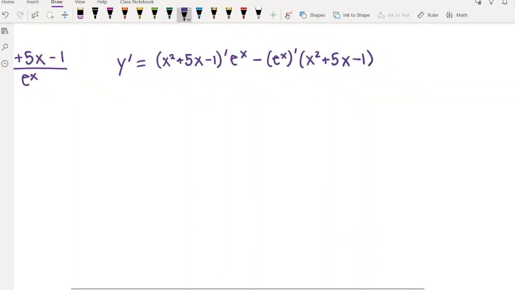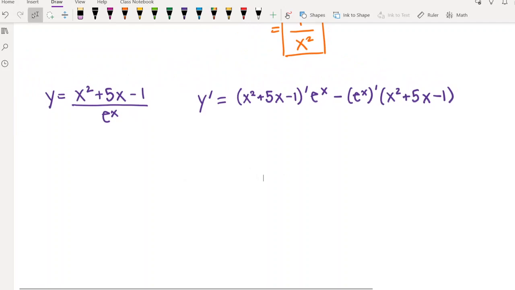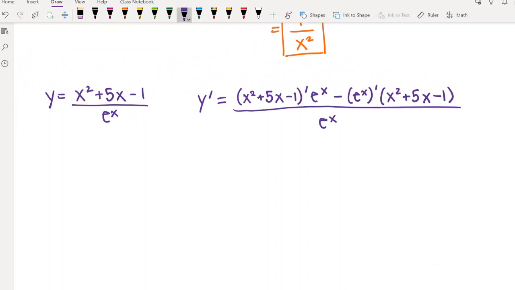Oops. I want to go back. Nothing's going how I want. Okay, there we go. And then that's all divided by e to the x squared. Okay, so now we can go in and take those derivatives.